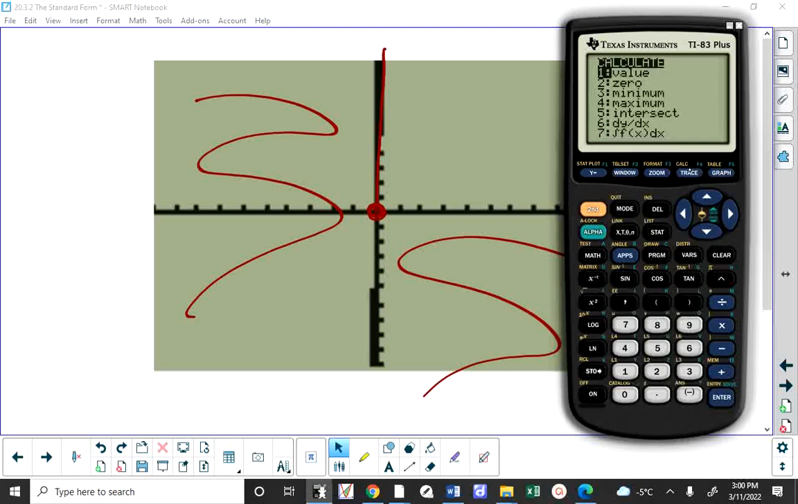So calc, max, put my cursor to the left of that peak, put my cursor to the right of that peak, and hit enter a third time.